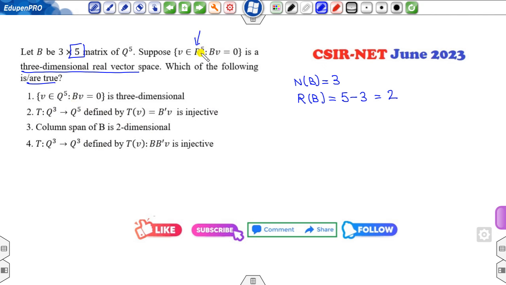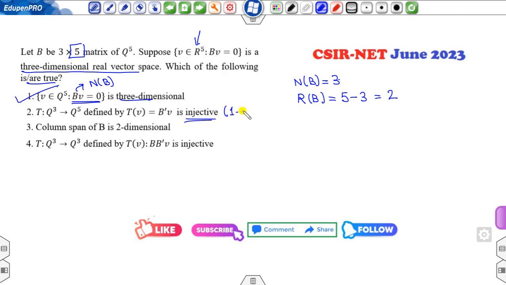V is the collection of all those in R raised to the power 5. Again, this is a nullity. It will depend upon the nullity of B, because here you have to find the rank and nullity for the corresponding matrix B, not for the small v. What is the nullity? It's 3, a 3-dimension. Yes.